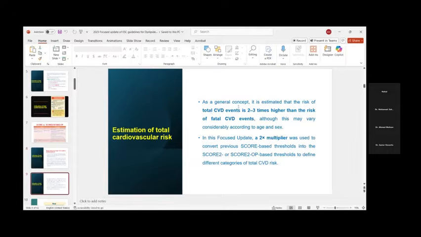As a general concept, it is estimated that the risk of total cardiovascular events is 2 to 3 times higher than the risk of the fatal cardiovascular events. So, in this focused update, a 2 multiplier was used to convert the previous SCORE-based threshold into SCORE2 or SCORE2-OP based threshold, as we will demonstrate in the next slides.